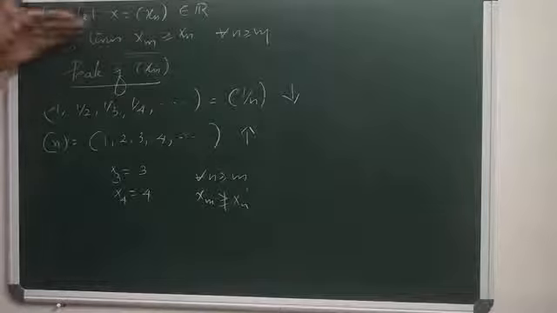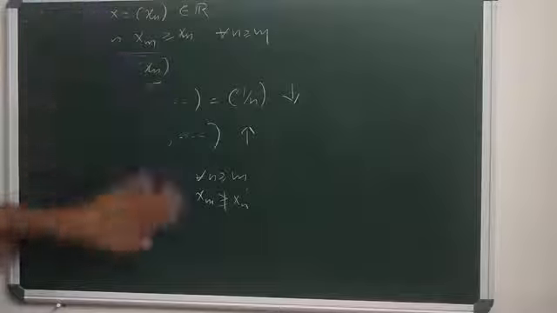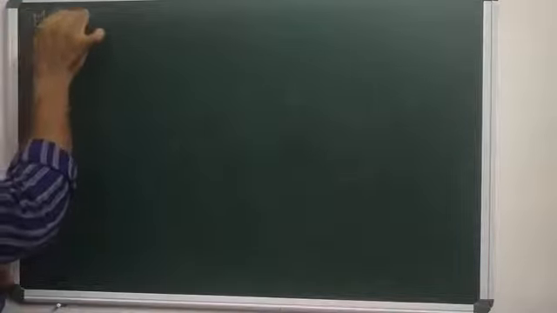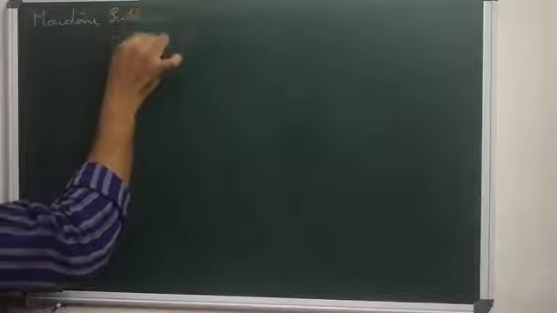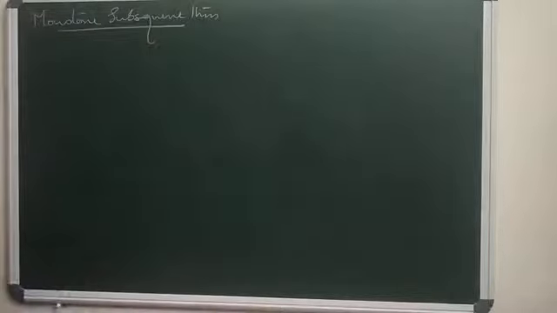So this is the definition of a peak. In a decreasing sequence, each term is a peak, and in an increasing sequence, there is no peak. Now, by using this definition, we can discuss an important theorem, known as the monotone subsequence theorem. It is a well-known result. What is the monotone subsequence theorem?